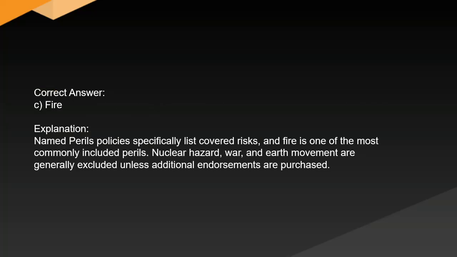Correct answer: C. Fire. Explanation: Named perils policies specifically list covered risks, and fire is one of the most commonly included perils. Nuclear hazard, war, and earth movement are generally excluded unless additional endorsements are purchased.